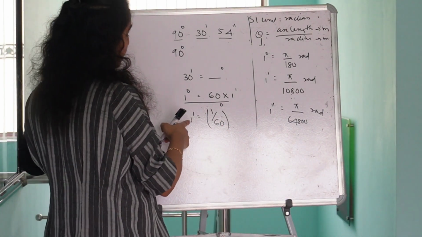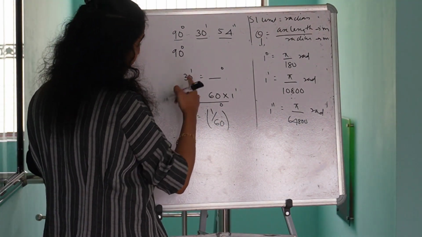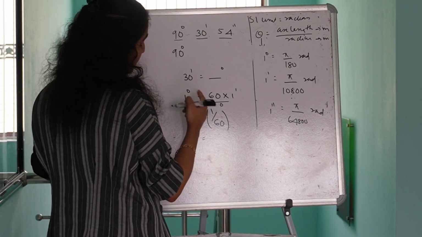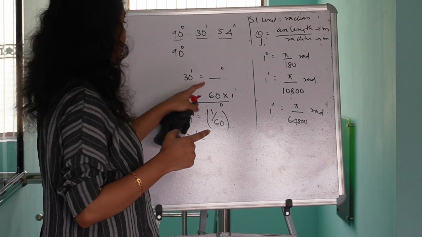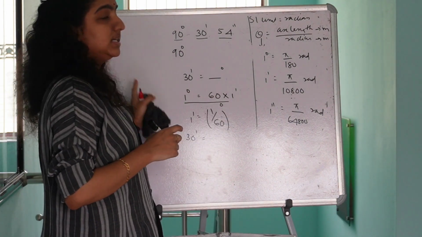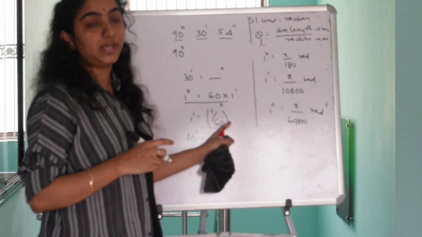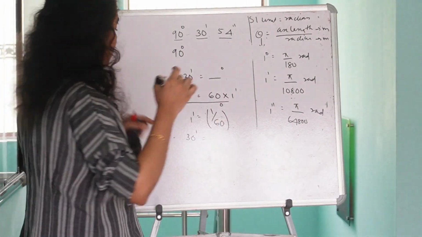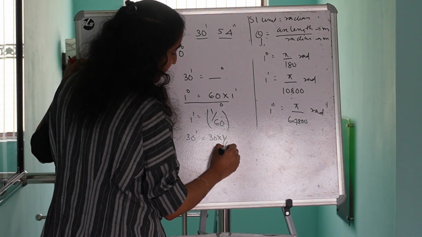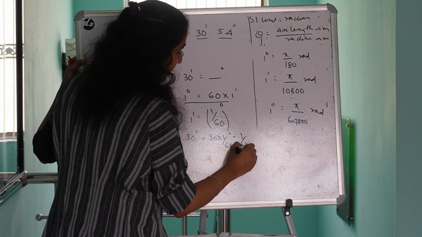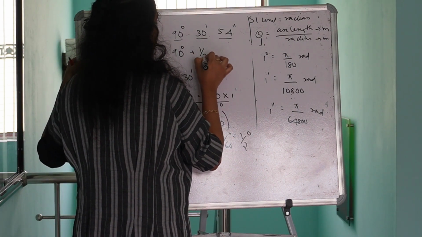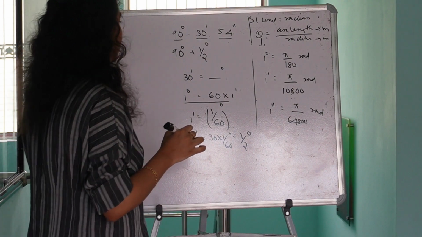So it is very easy to get from 1 minute to 30 minutes. I have to simply multiply by 30. Since I multiplied by the number 30 on one side of the equation, I have to perform the same operation on the other side also. So on the other side also I am multiplying by 30. So I got the value half degree. So 30 minutes is equal to half degree.